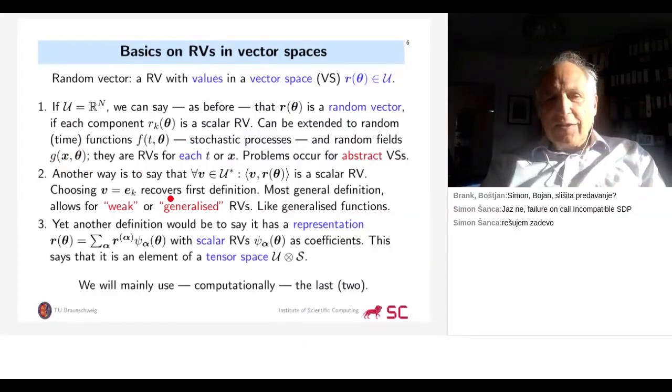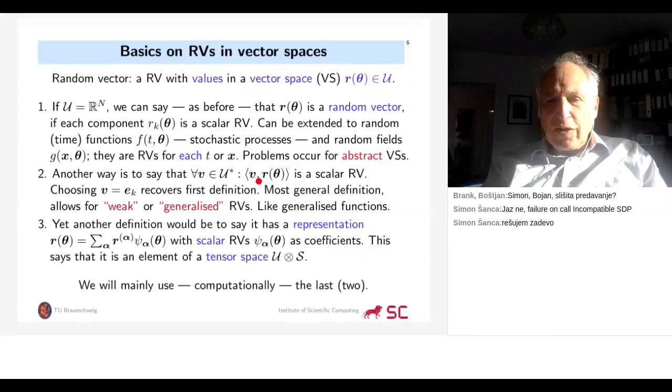Another way to say that this is a random variable is to say I take something in a dual space and take the scalar product. I take the dual vector and apply it to this random variable. Of course, the outcome for each theta is a scalar. So this is a scalar random variable.